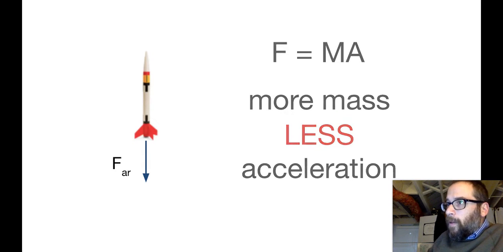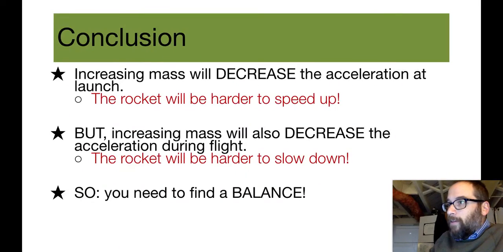Okay. It leaves us here. Increasing the mass of your rocket will decrease the acceleration at launch, which isn't great. Okay, the rocket's going to be harder to speed up, but increasing the mass will also decrease the acceleration during flight, and this acceleration is the rocket slowing down. So the rocket will be harder to slow down.